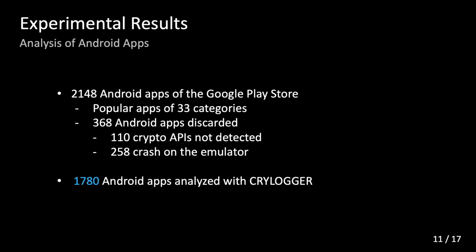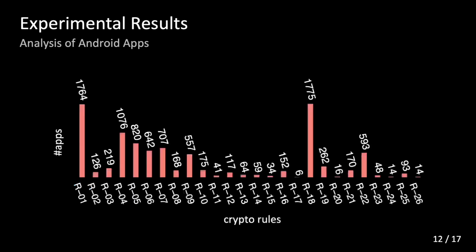We used Monkey to interact with the graphical interface of the applications by using 30,000 random events, which we saw was a good compromise between running time and violations reported. So here are the results of our analysis. This graph reports the total number of applications that violate the 26 cryptographic rules checked by CRYLOGGER.